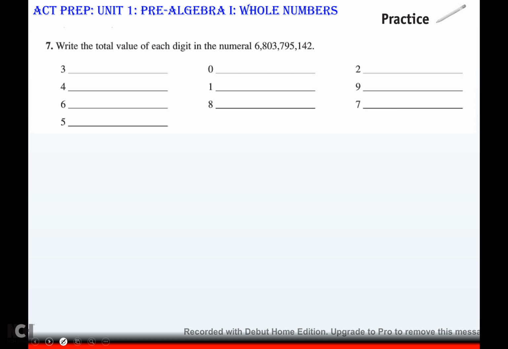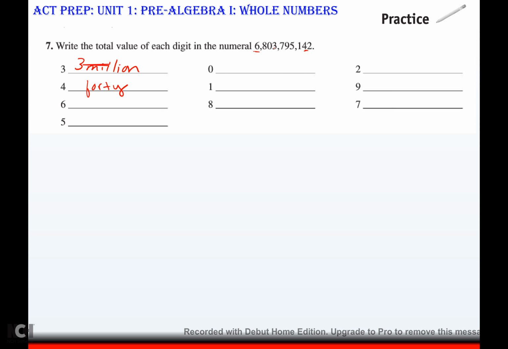Alright, so now we want to write the total value of each digit in this number. Okay? Well, we have the 3, which is right here. And that is in the millions place, so this would be 3 million. They want you to write it in words, but I'm going to write the 3 as a number. Okay, the 4 is in the tens place, so 4 times 10 would be worth 40.